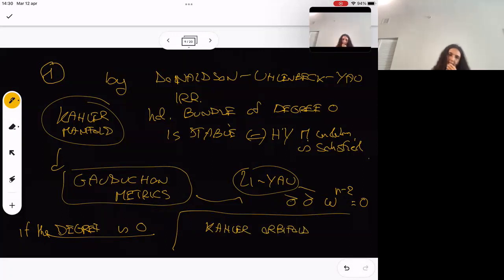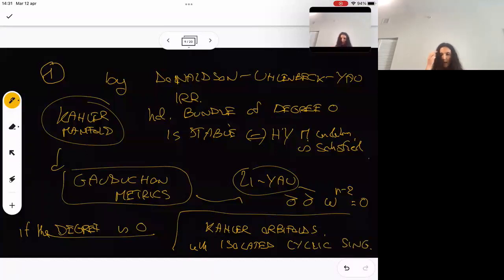But we can use again this equivalence, because in fact we will use Kähler or before with mild singularity, with this isolated cyclic singularity. And that's the theorem by Donaldson, Uhlenbeck, Yau; it still holds, because if you remove the singularity, then you can apply a condition by Simpson, and then you have the condition.